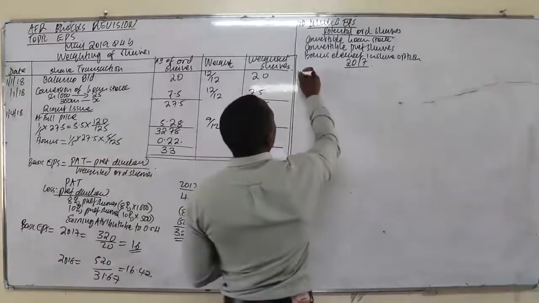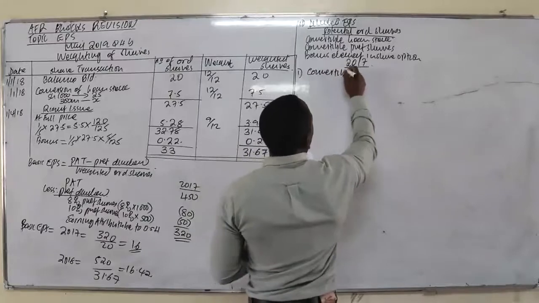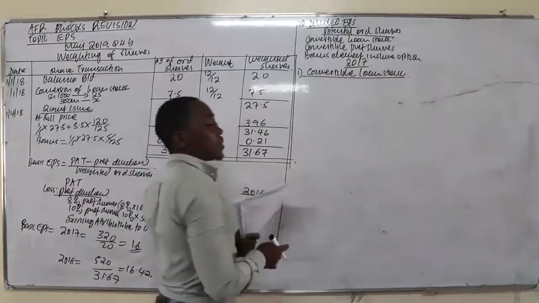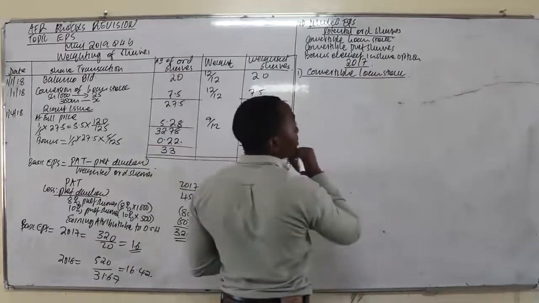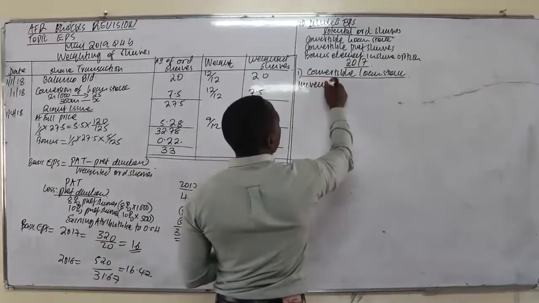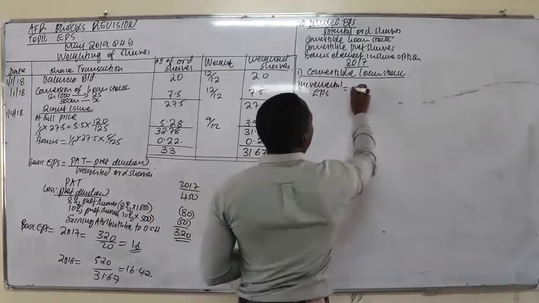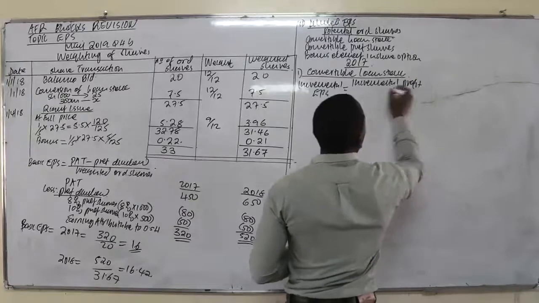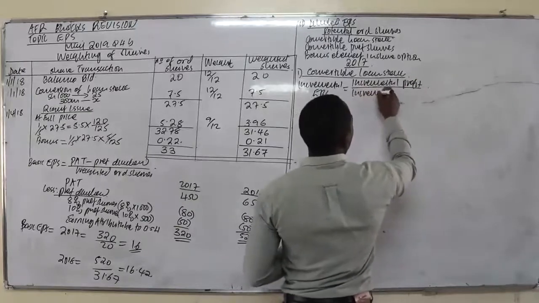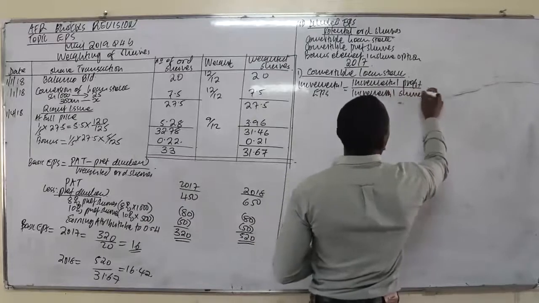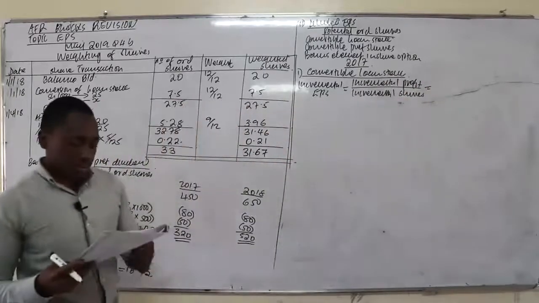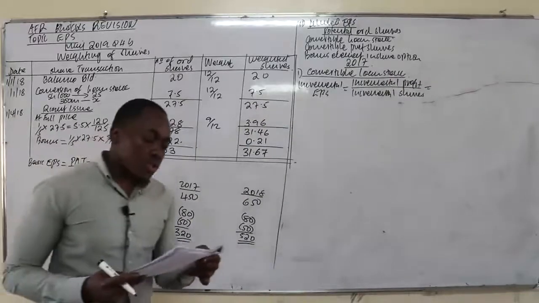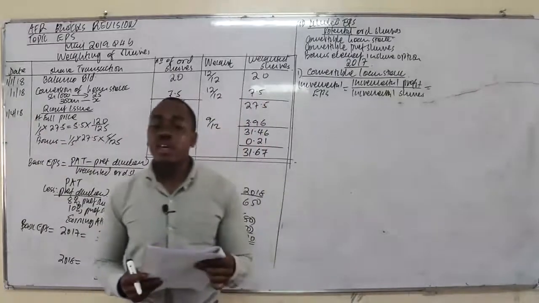We start number one with convertible loan stock. Once you identify the potential ordinary shares, you need to compute the incremental EPS for each potential ordinary share. And how do you get incremental EPS? To get the incremental EPS, you take incremental profit, you divide by incremental shares. So let's start with the convertible loan stock. Let's go to note number two. The convertible loan stock was issued on 1st July 2017. How many months to the end of the year?